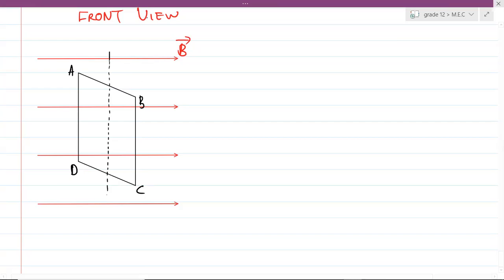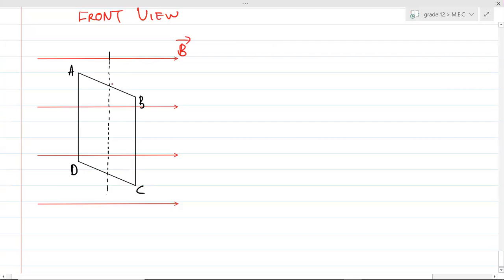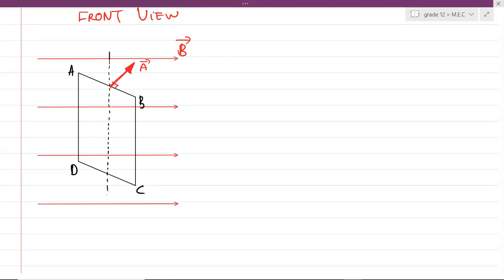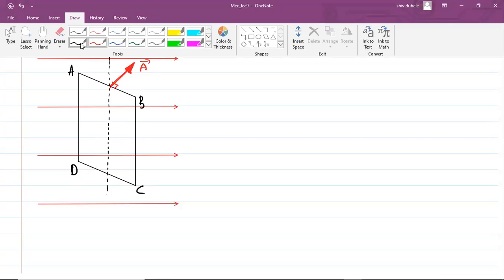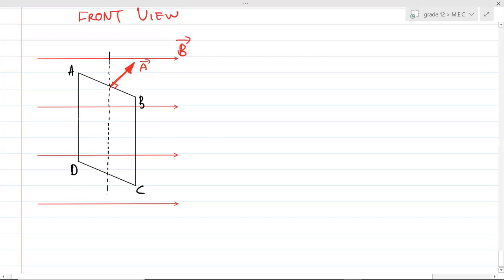The area vector of this loop, everyone knows the area vector, right? I think we already talked about the area vector in electric flux. So the area vector is always perpendicular to the loop. Yes or no? Everyone knows the area vector is perpendicular to this, right? Okay. Let's say the current is going in a clockwise direction.